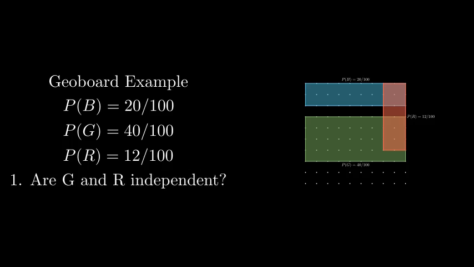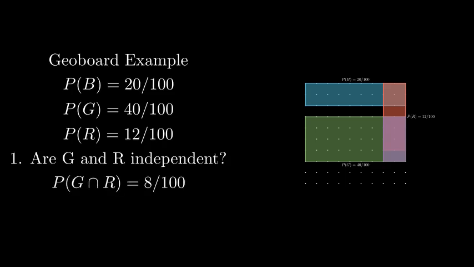First, let's check if events G and R are independent. We need to compare P of G intersect R with P of G times P of R. Looking at the diagram, the intersection of the green and red regions is this darker area here. It's 4 units tall and 2 units wide, so its area is 8.